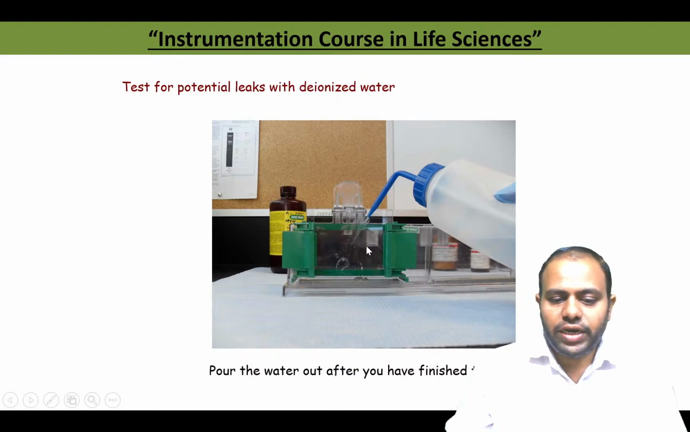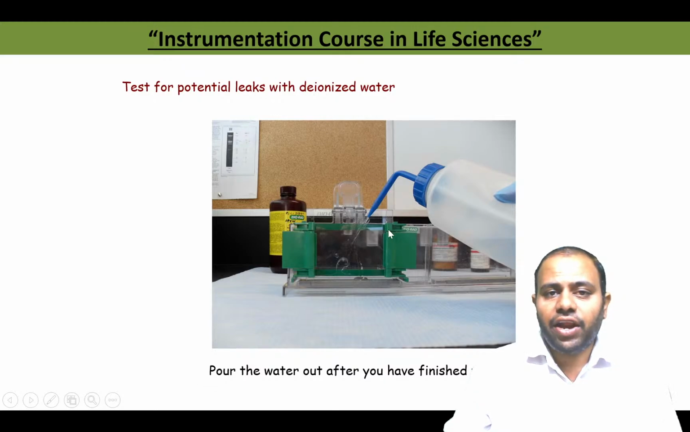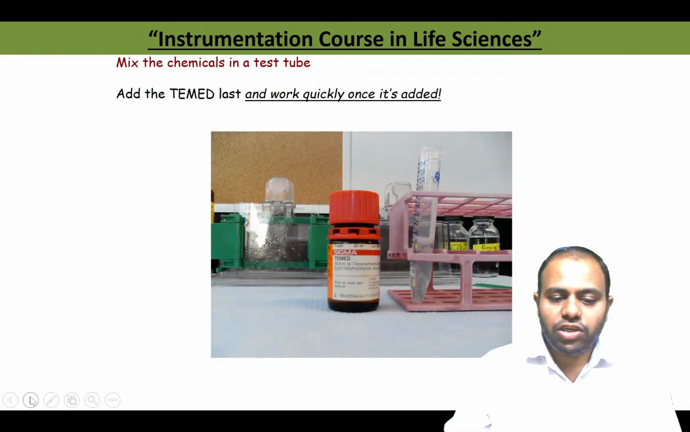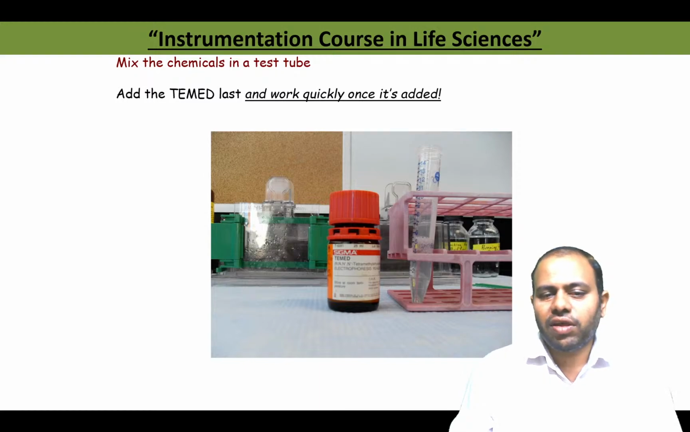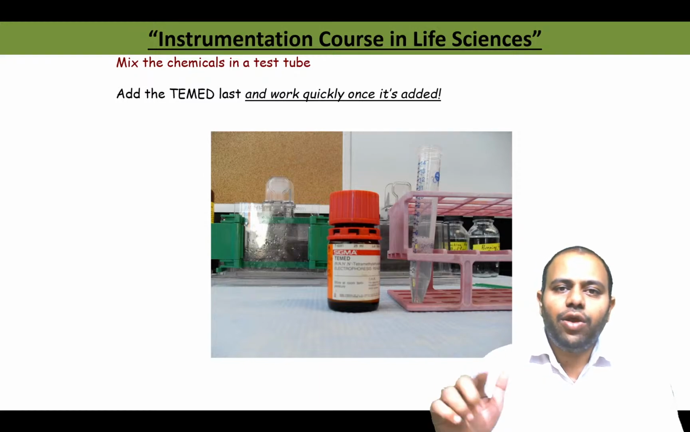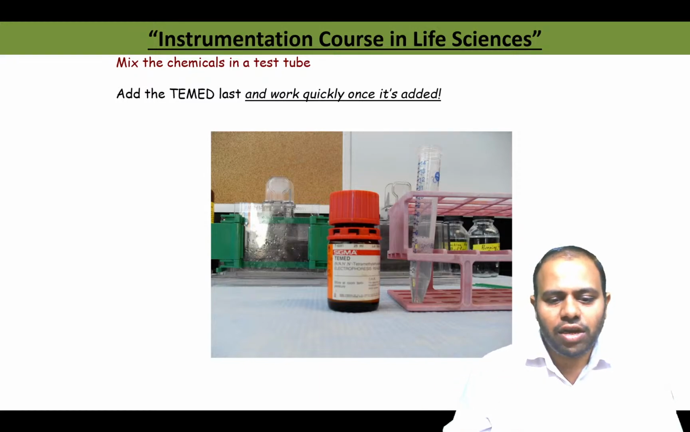First of all, it has to be tested for leaks with deionized or distilled water. If there is no leak, then you can go forward. You have to make the mixture of the separating gel first, because first of all you have to pour the separating gel into the electrophoresis assembly plates. Then you have to put the stacking gel mix.